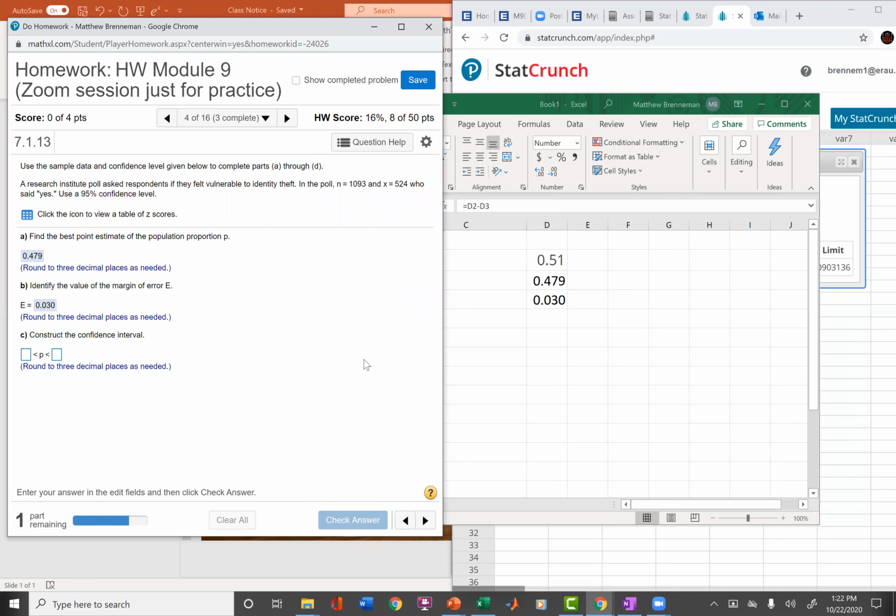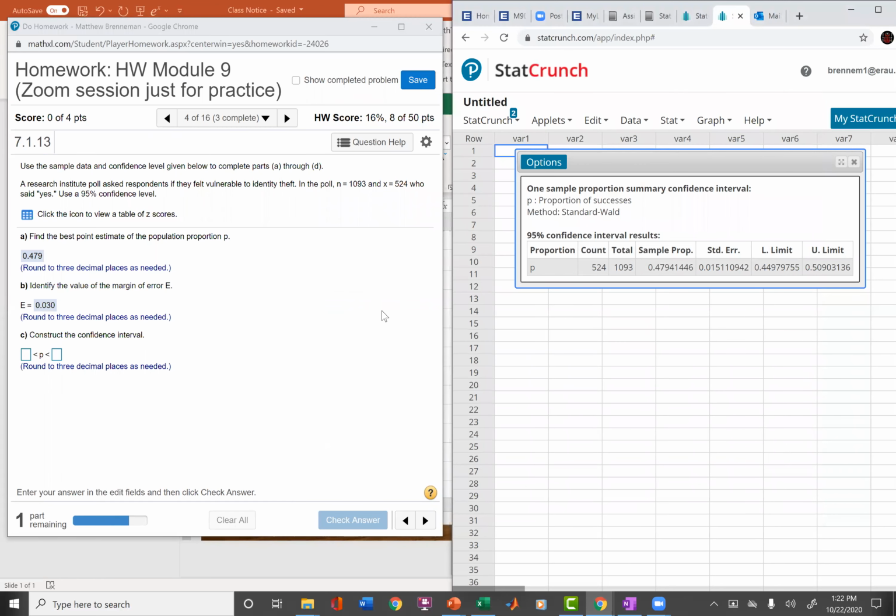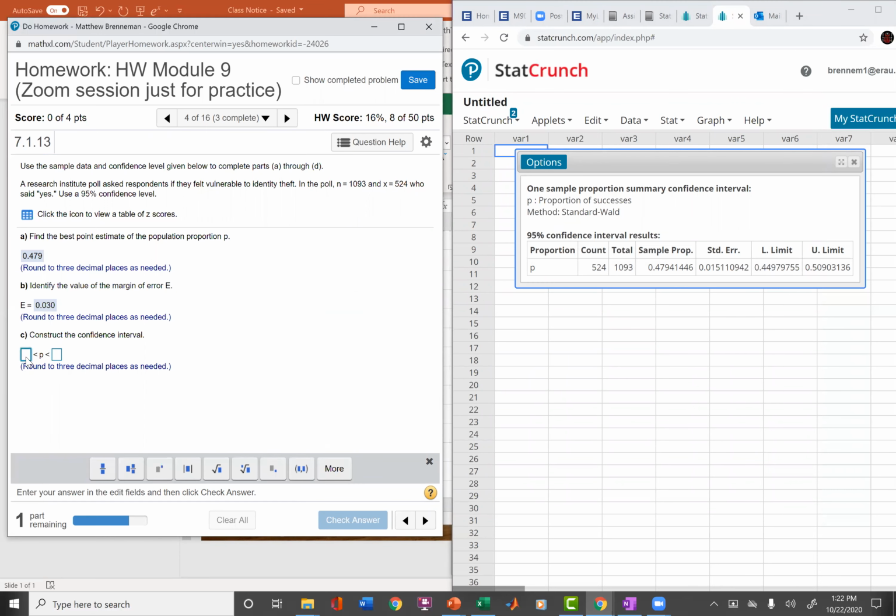Okay. And of course, you already have the confidence interval. So I can just go ahead and enter those values or copy and paste it. And so I'm going to have 0.450 for my lower limit and 0.509 for my upper limit. Okay.